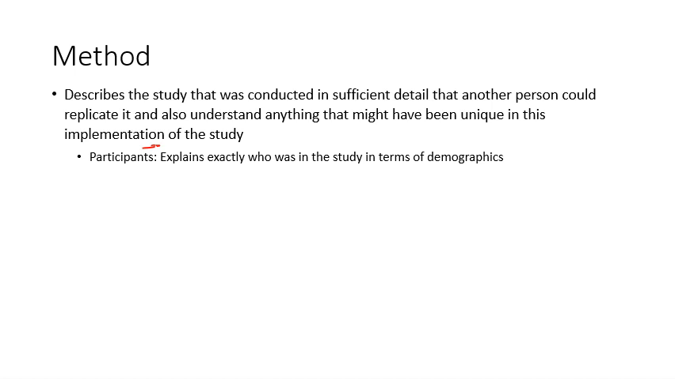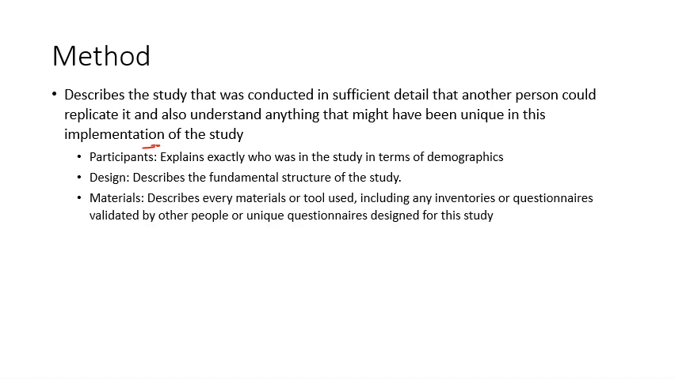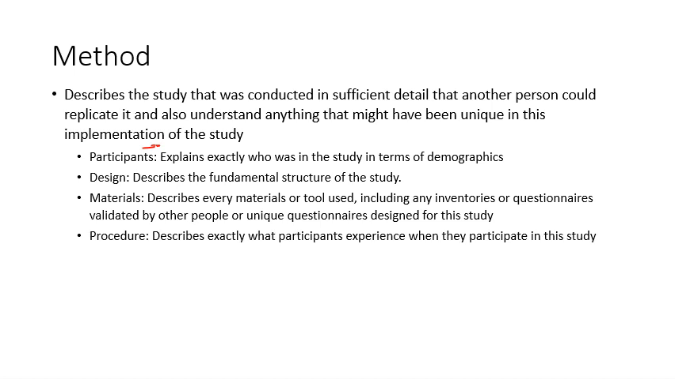So they will tell us the participants, exactly who was in the study. We'll look at the example. They'll tell us the design, the structure of the study, which may be singled out separately or embedded within the other details. It will include the materials, so you'll learn everything that was used, and in studies with adults, this would include any inventories or questionnaires that have been used. And then the procedure, exactly what participants experience when they participate in the study.